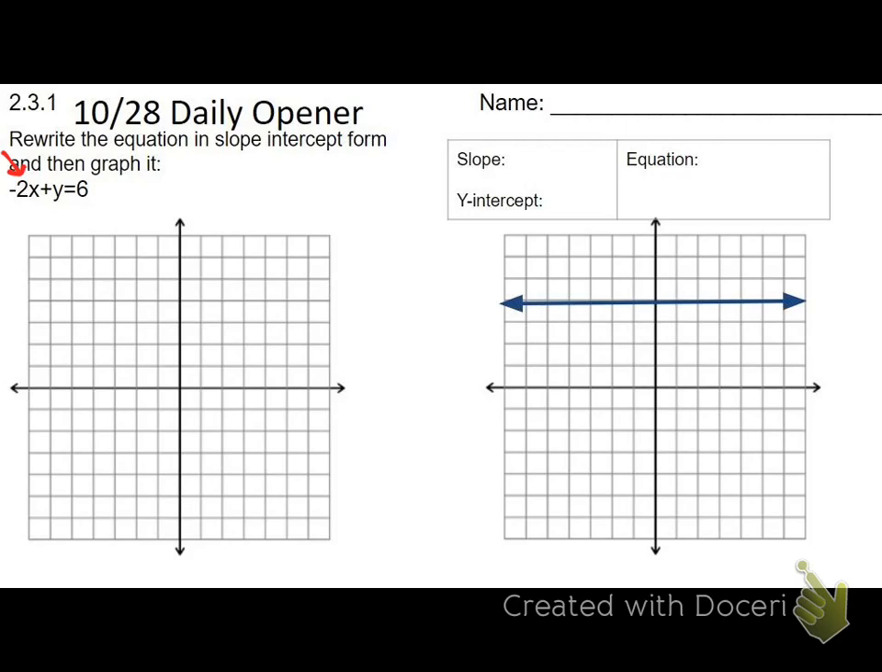Okay, because what are you doing, Josh? Getting it on the other side so you're making a y alone. Yeah, you're trying to get y by itself. So you're going to plus 2x to each side and rewrite your equation. When you rewrite your equation, what does it look like? Y equals 2x plus 6.